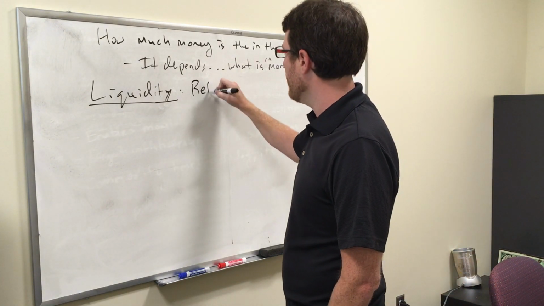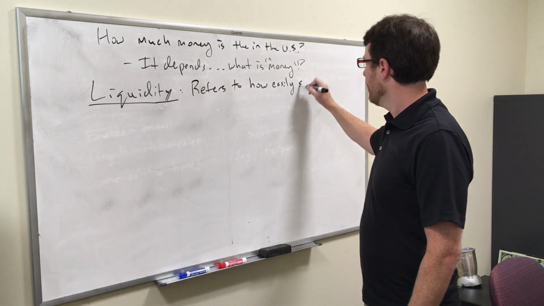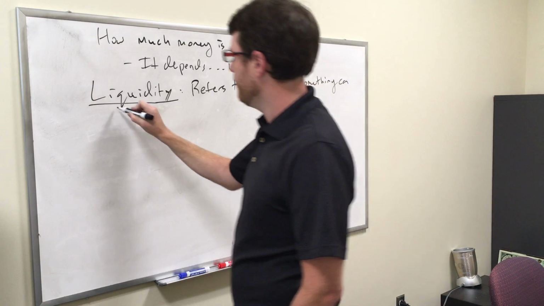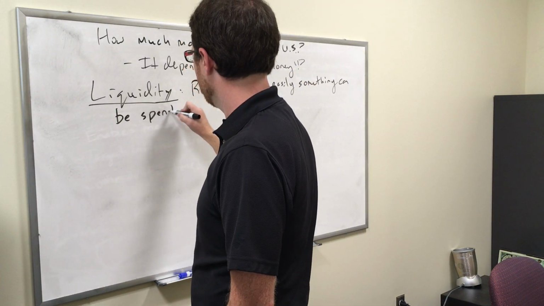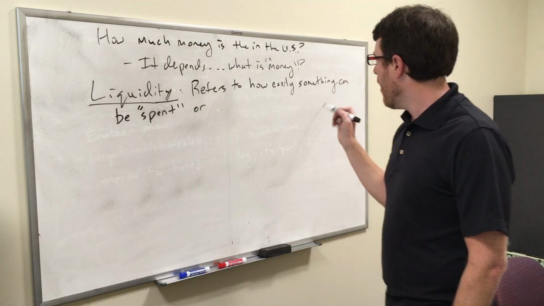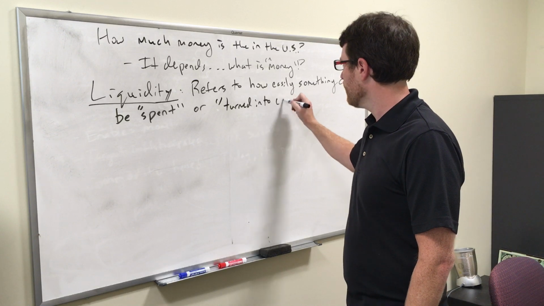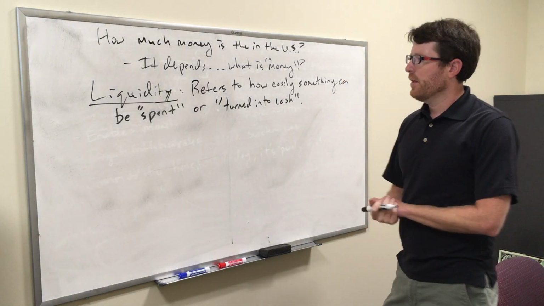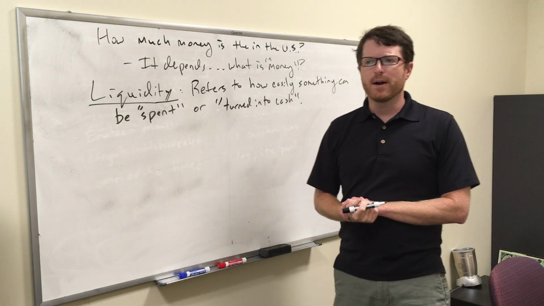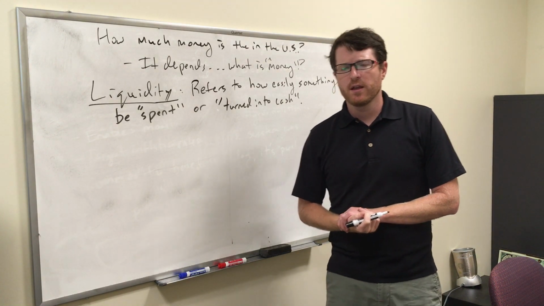Liquidity refers to how easily something can be spent, or alternatively, you'll sometimes see this defined as how easily something can be turned into cash. There's lots of things that have value, right? But what determines whether or not they operate like money has to do with liquidity.